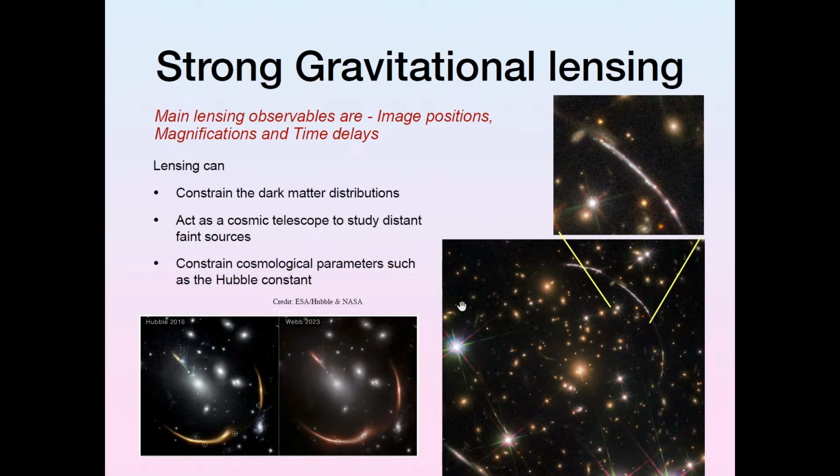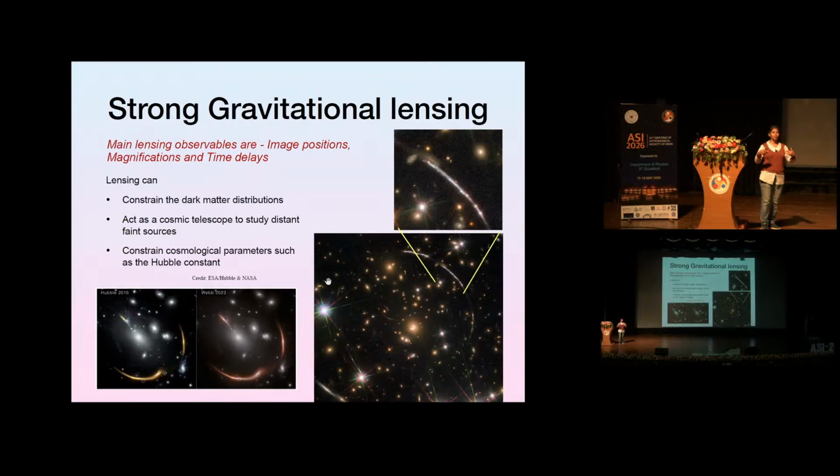The main lensing observables are the positions of the images, the magnifications of the different images, as well as time delays. The time delays arise because the light rays coming from these multiple images take different geometric paths, and they also experience different gravitational potential. And so the images that you're seeing arrive at different times at the observer, so there are these time delays that one can observe.